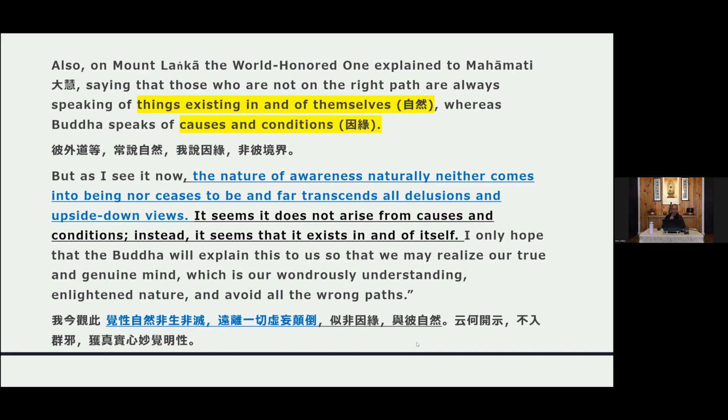I remember there's one question that Mahamati asked Buddha: is the Tathagatagarbha the same as the true self from the outer path? Are they the same? Something like that. And so there are two things that we need to clarify. One, what is called the thing existing in and of itself, and what is the real meaning of causes and conditions?